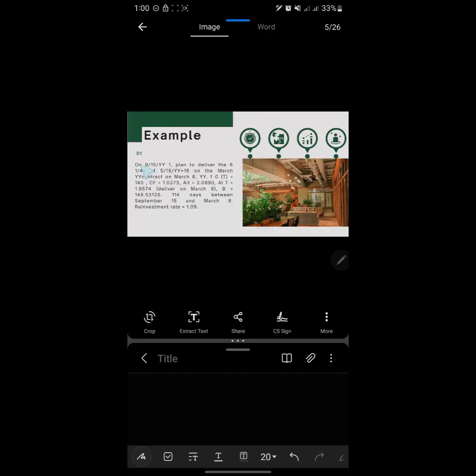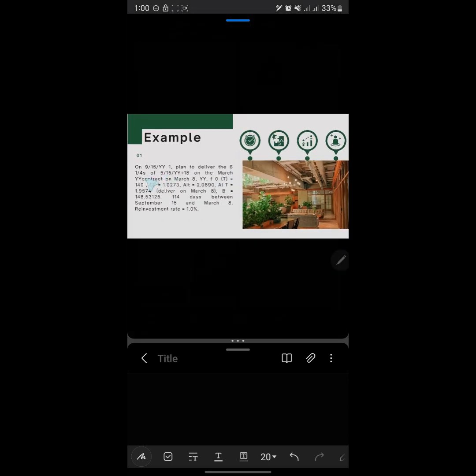So this is the first example. On September 15, let's say 2013, they plan to deliver the 6 1/4 of May 15, 2013 on March given year contract on March 8. So the given are the settlement price, which is 140, the conversion factor, which is 1.0273, and accrued interest on expiration, which is 2.0890, and the other accrued interest is 1.9574. Take note that these two are different because the accrued interest on expiration means that the bond reached its maturity. That's why the interest is higher compared to this other interest.